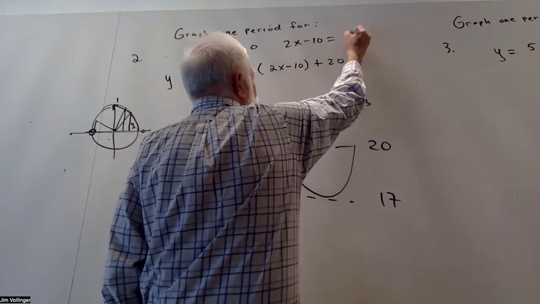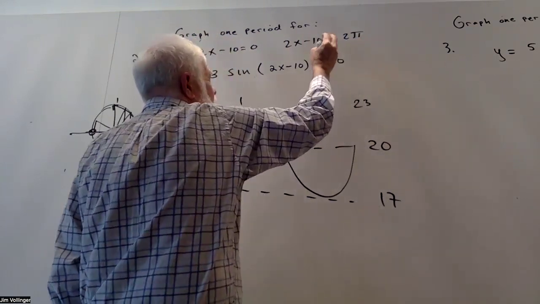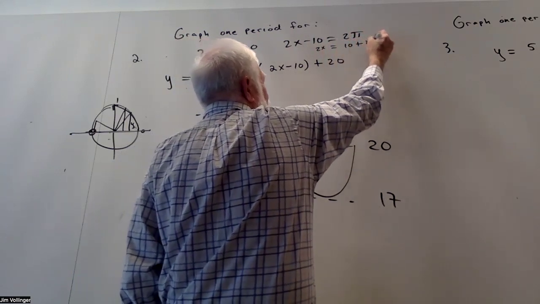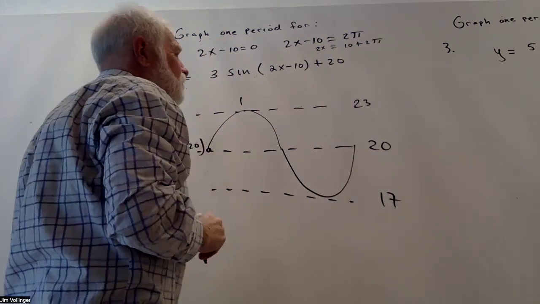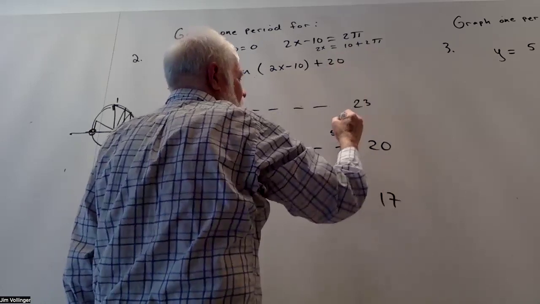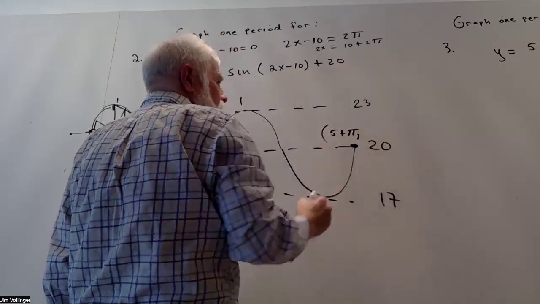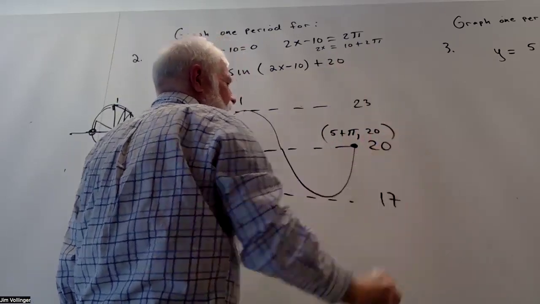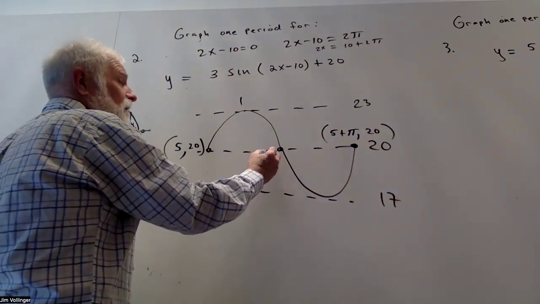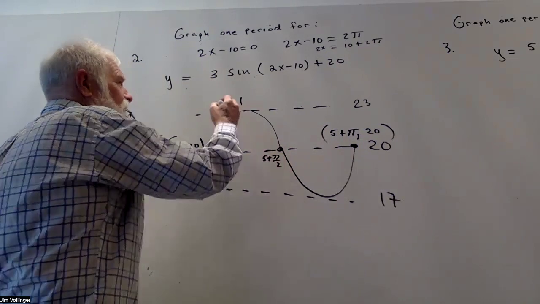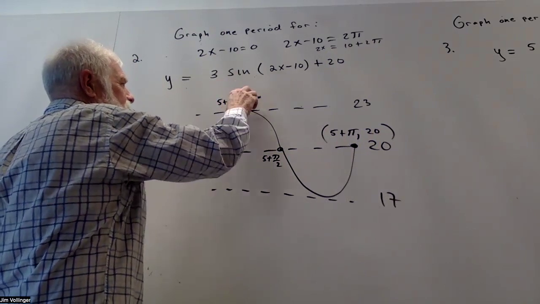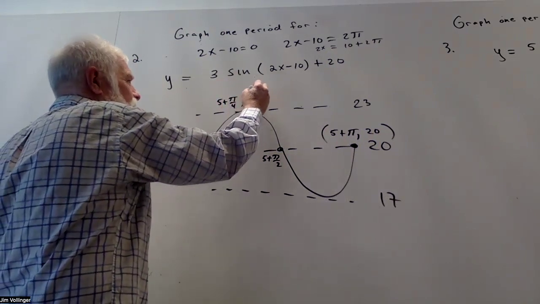2x minus 10 equals 2 pi. And so therefore we have 2x equals 10 plus 2 pi. I prefer to write it that way. And then if we divide by 2, we end up back at 20 at 5 plus pi, comma 20. Now that means that 5 plus pi over 2 is easy to see what that is. 5 plus pi over 4 is easy to see, getting us 23.